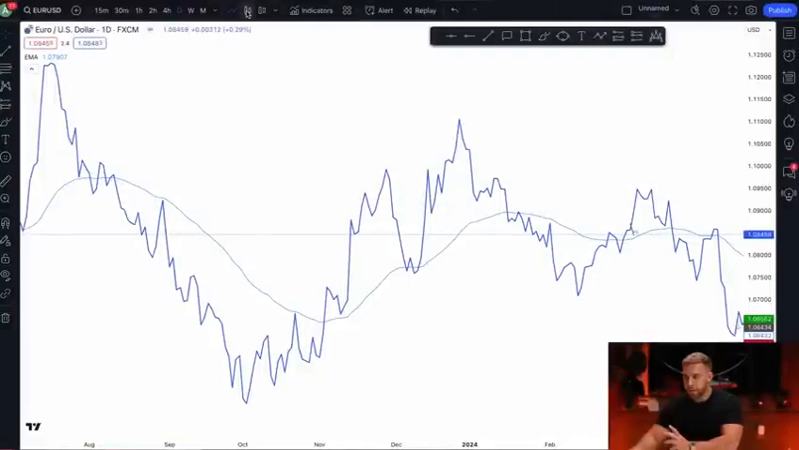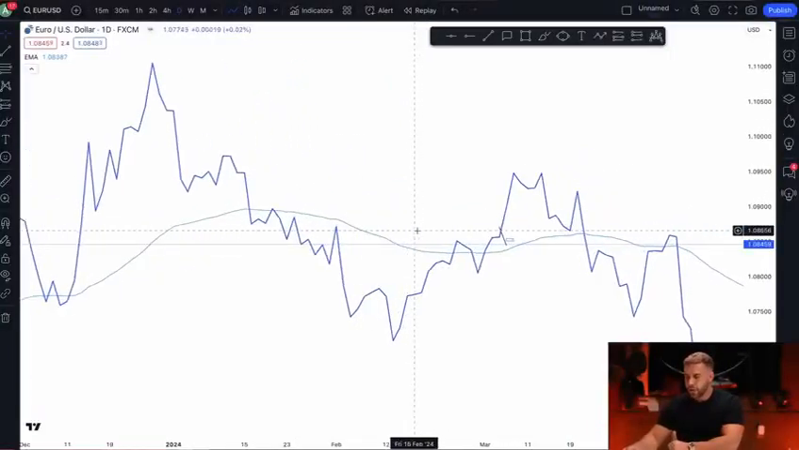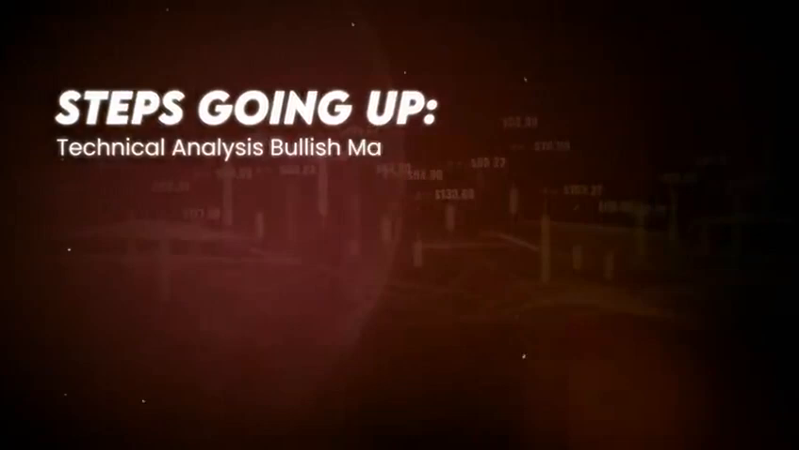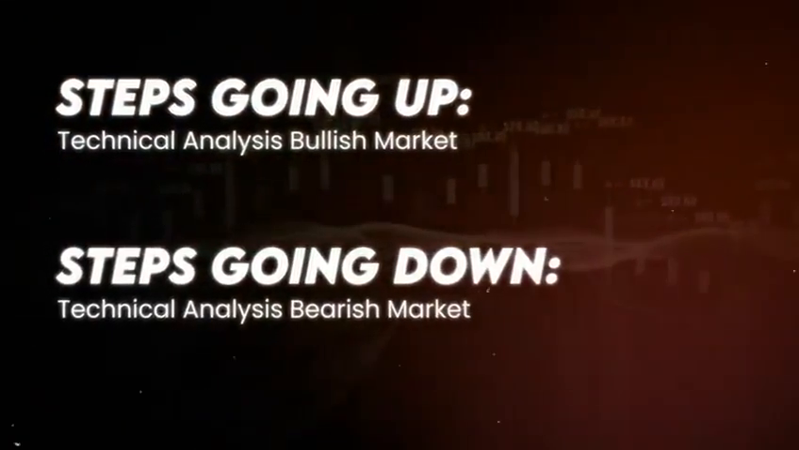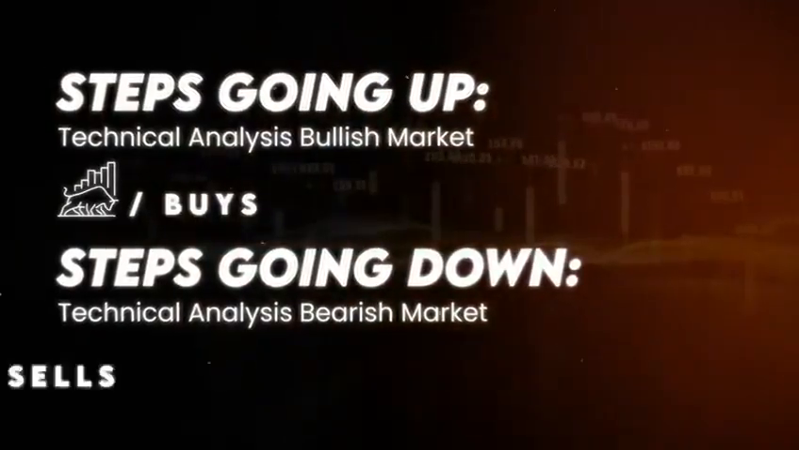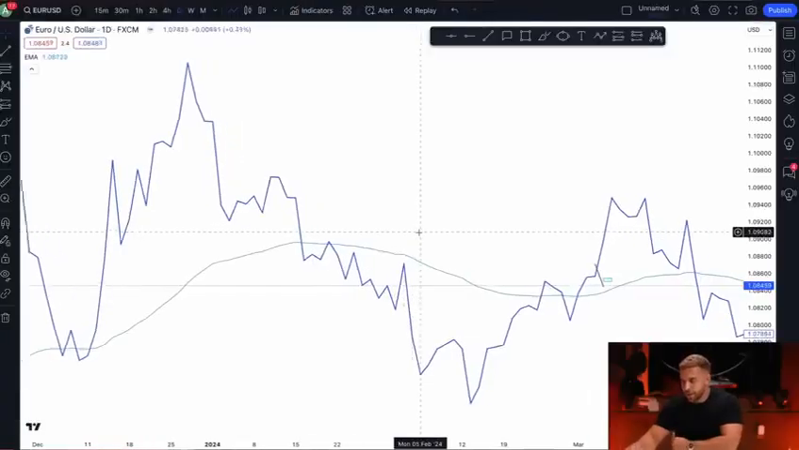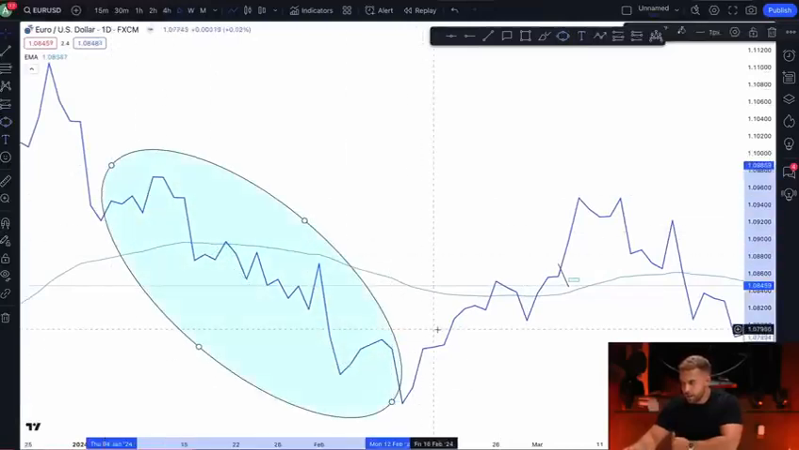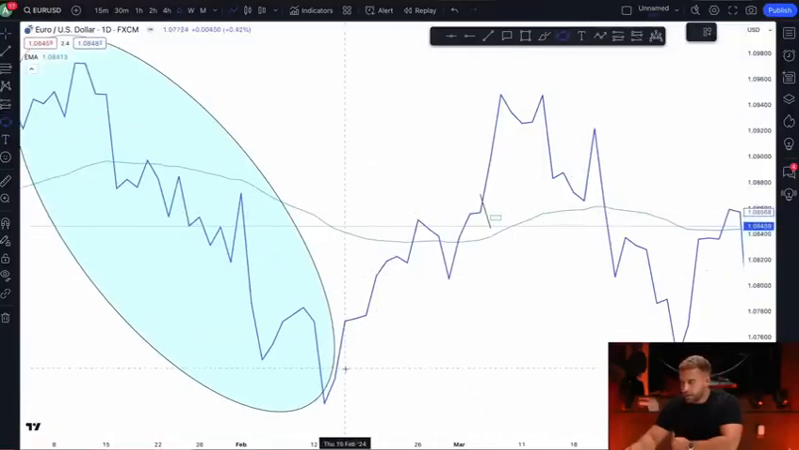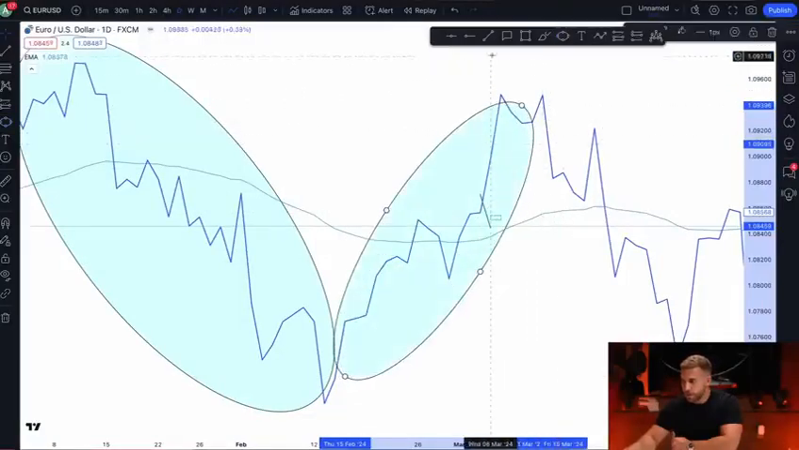We're going to be going into the candlestick chart a little bit later in the video, but so you guys get the first initial thought, we're going to start off in the line chart. Here in the line chart, it's very straightforward. You have steps going up, which is a technical analysis bullish market, and then you have steps going down, which is a technical analysis bearish market. Bullish markets are buys, bearish markets are sells. In this perfect example right here, you can see how the market is having a bearish move to the downside. And in this example right here, you can have bullish moves to the upside. So both of these are technical analysis charts.